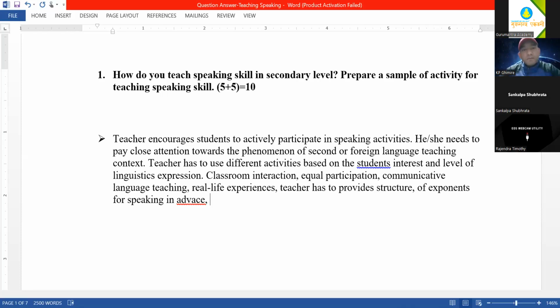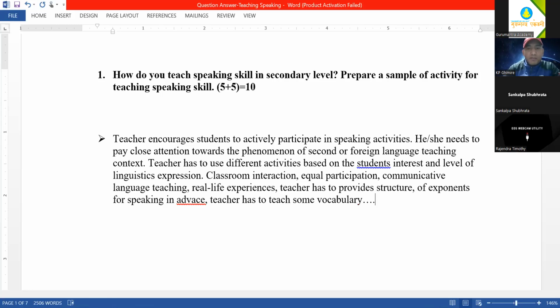before conducting activities. So if our students are familiar or they are already acquainted with the structure or these underlining exponents or structure of language, they can use it, or teacher has to teach some vocabulary related items.